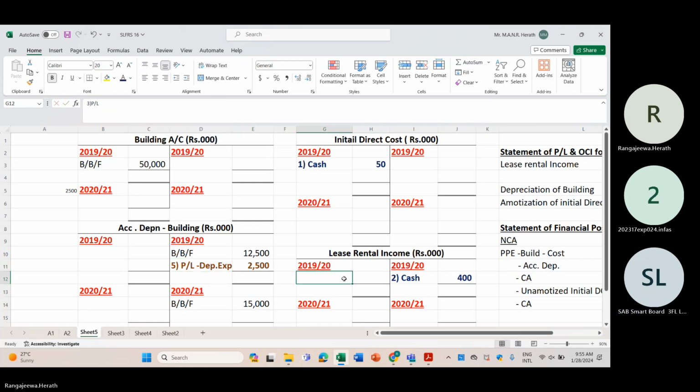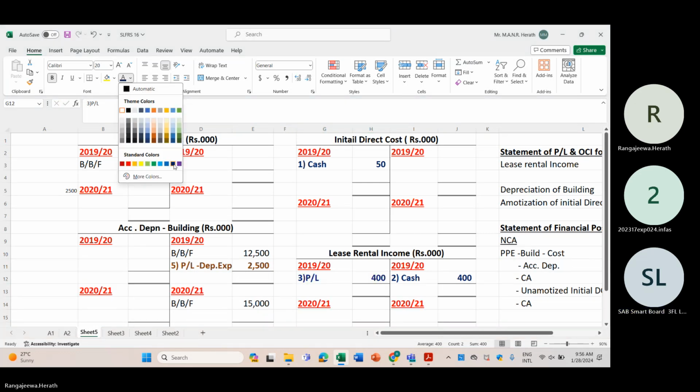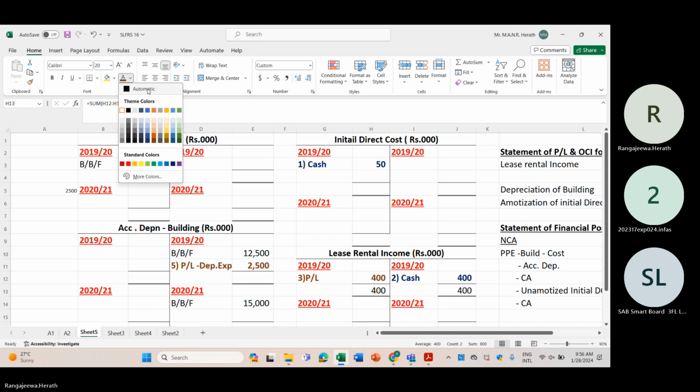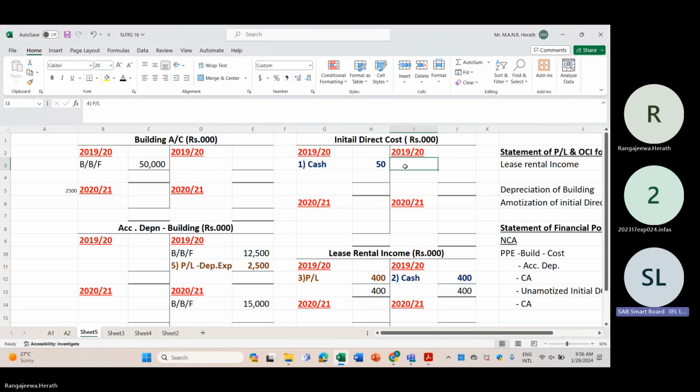අවුරුද්දේ අන්තිමේ මේ income එක P&L එකට මාරු වෙනවා. මේක යනවනේ P&L එකට. 400. මේ initial direct cost එකෙන් අවුරුද්දකට එකක් P&L එකට.